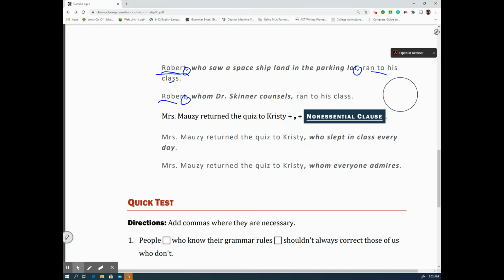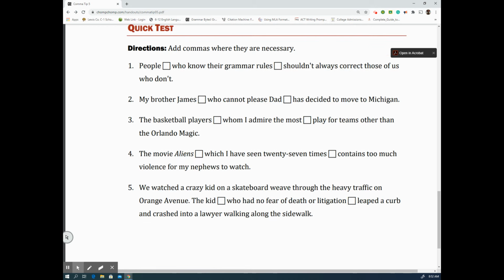Okay, let's see if you guys can apply this idea. People who know their grammar rules shouldn't always correct those of us who don't. It doesn't need any commas? Because people is like who, right? What people, right? It's people who know their grammar rules. So this provided more specific information, no comma.